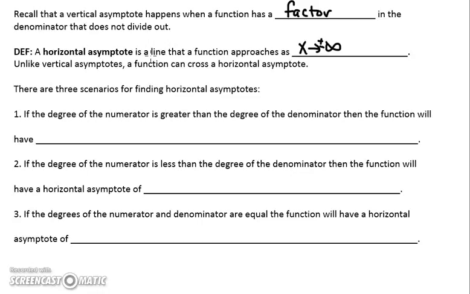Now, unlike vertical asymptotes, we're allowed to cross horizontal asymptotes. We don't care what goes on in the middle of our graph as far as horizontal asymptotes. We only care about what goes on at the far ends, as x goes to positive infinity and x goes to negative infinity. So there's three scenarios that we're going to deal with for horizontal asymptotes, and all of these deal with rational functions. If the degree of the numerator is greater than the degree of the denominator, then the function will have no horizontal asymptote.